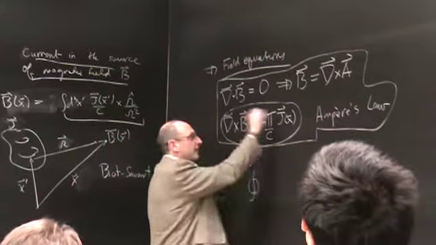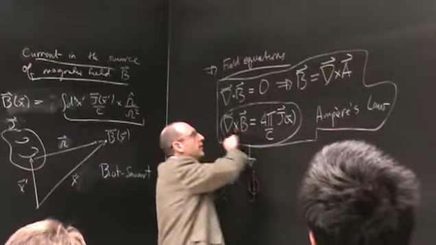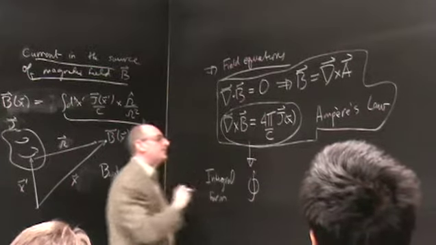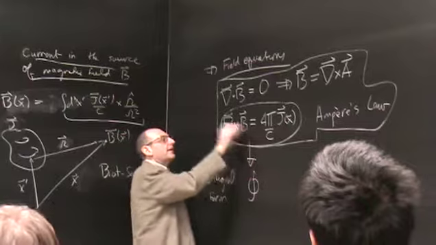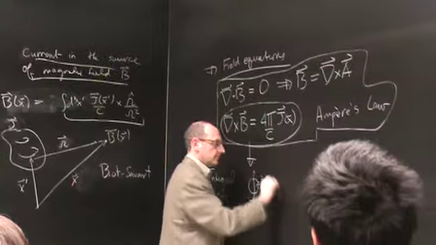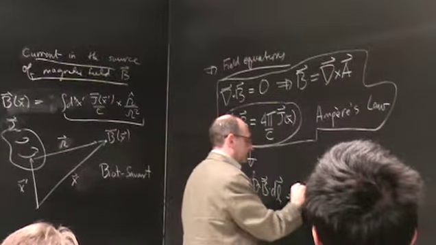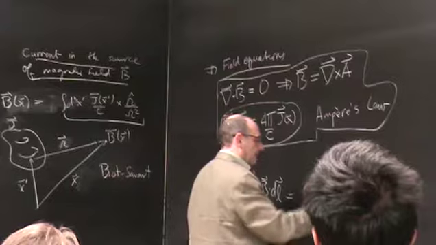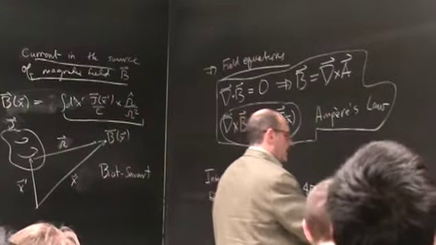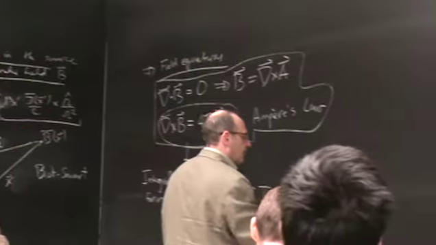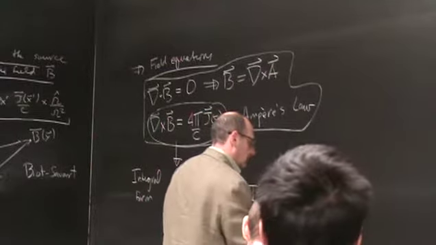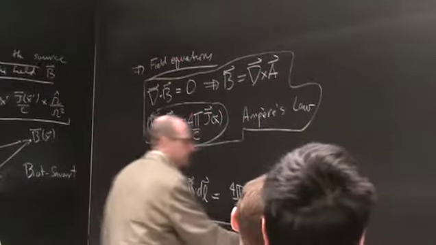of Ampere's law. So if I integrate this equation as a flux through a surface and use Stokes's theorem to relate the flux of the curl to the circulation integral, then we have the integral form of Ampere's law.